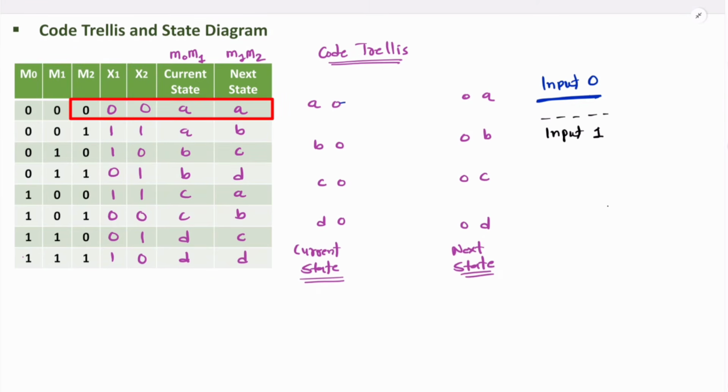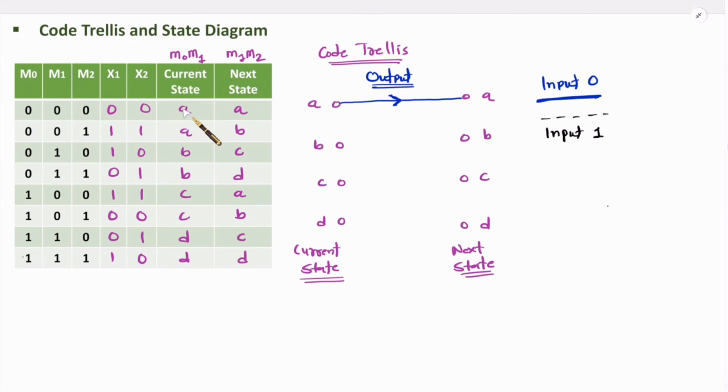So here we need to have solid line from A to A, and over here we need to note down output. What is output? If you have current state A, input 0, output X1, X2 is 0, 0. So note down 0, 0. Now let us consider current state B, input 0, next state will be C. So B to C will be having solid line, and over here output will be 1 0.